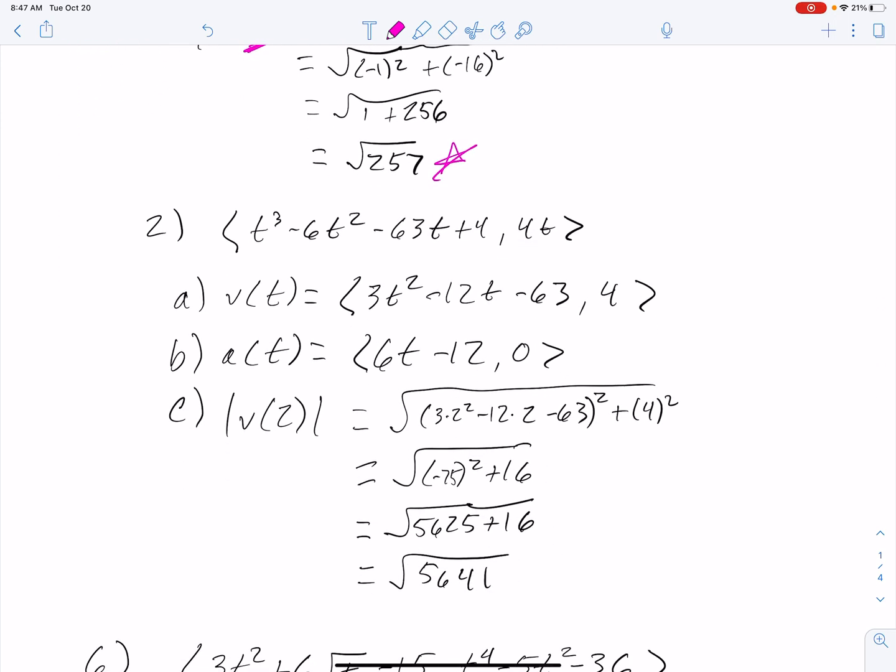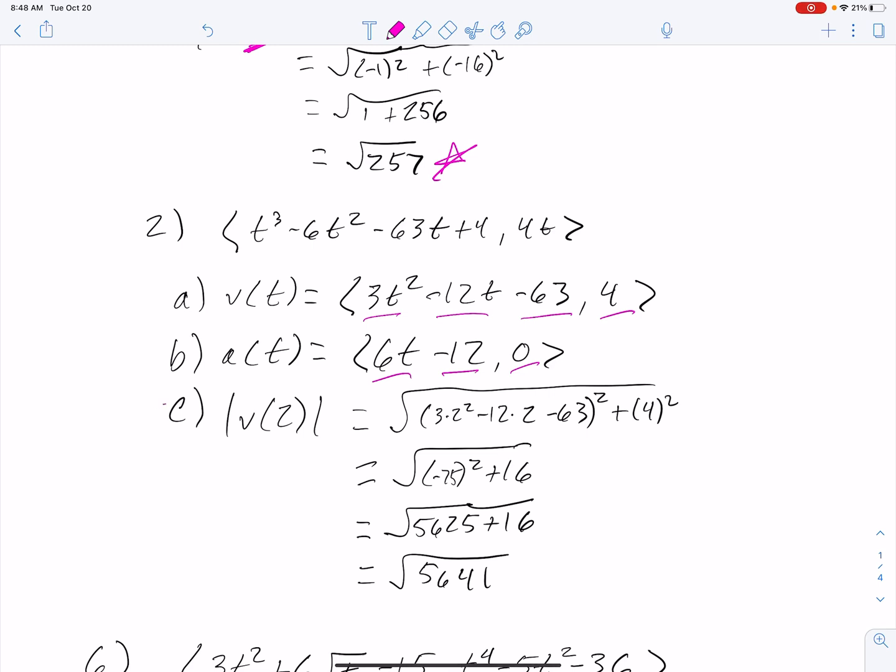Number 2 is asking some of the same questions. So I've got my velocity vector in part A, my derivative of t cubed, my derivative of negative 6t squared, my derivative of negative 63t, and then of course the derivative of 4 would be 0. And then for the second part, my derivative of 4t is 4. For my acceleration vector, my derivative of 3t squared is 6t, my derivative of negative 12t is negative 12, my derivative of negative 63 is 0, and my derivative of 4 is 0.